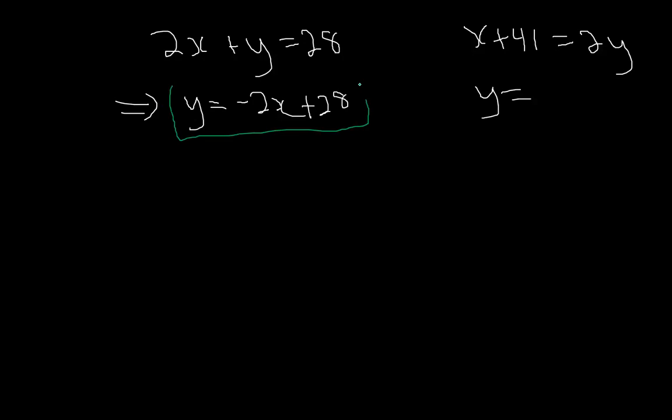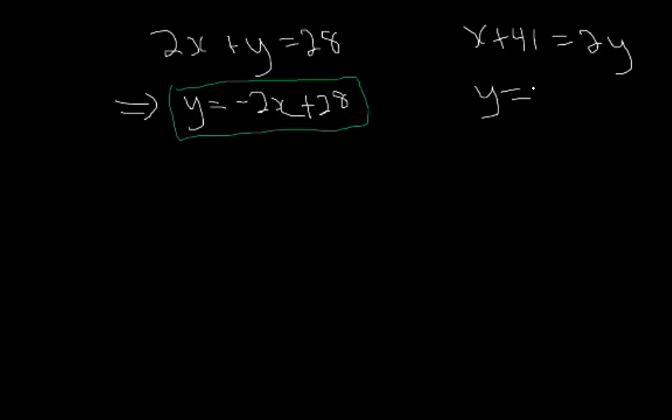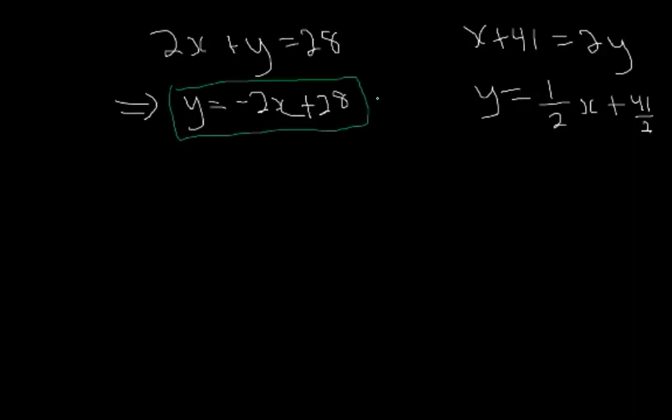And anybody who chose the second one or was doing the elimination method, can you tell me what you got for y in this case? So I guess nobody did this one. Okay, anyways, it was a half x plus 41 over 2, for anybody who did it.